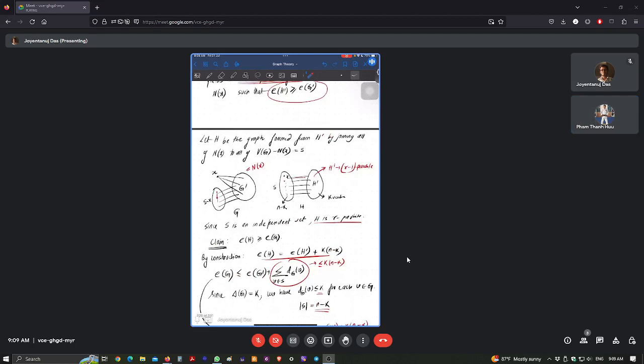Now, the only thing we have left to show is that the number of edges in H is greater than or equal to the number of edges in G, right? By construction, the number of edges in H is the number of edges in H prime plus this many edges. How many edges are there from S to H prime? The number of vertices in S times the number of vertices in H prime. H prime has k vertices and S has n minus k, so the number of edges is k times (n minus k), right?